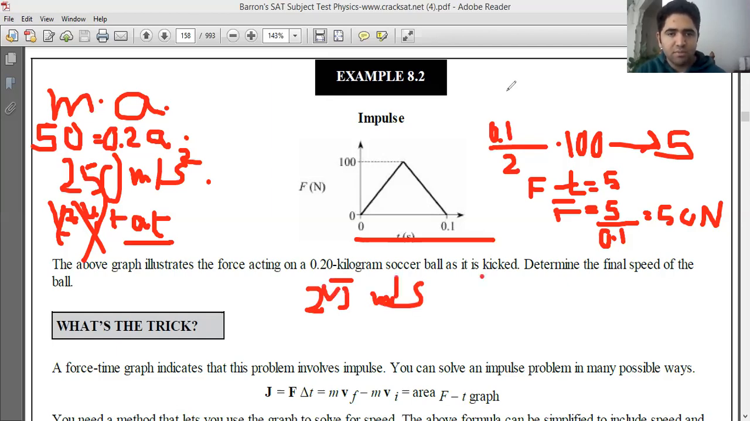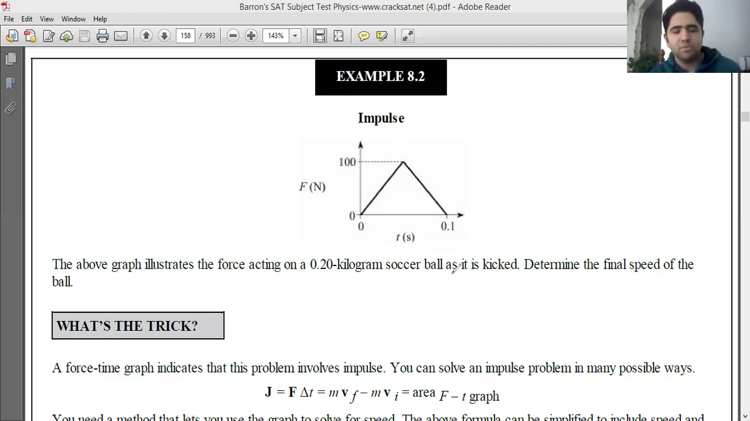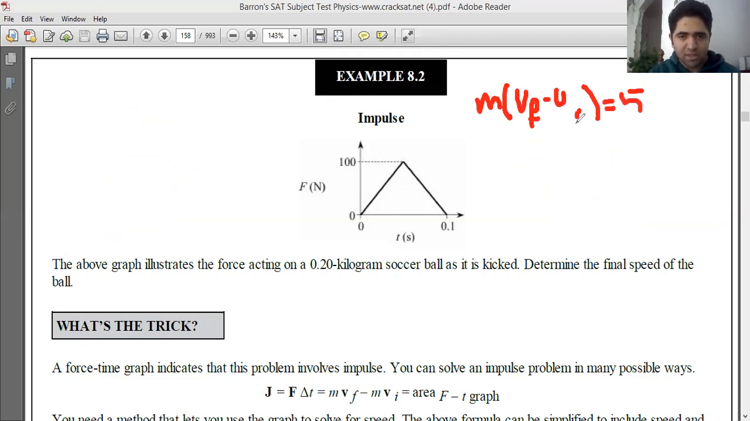The second way this was done here is we said the impulse, when we found the area, is 5. And 5 would be units, of course, newtons times seconds. Units are very important for this. And so we say, okay, mvf minus mvi equals 5, right? And so we say vf minus vi, we're going to divide both sides by the mass. So that is going to be 5 divided by 0.2.